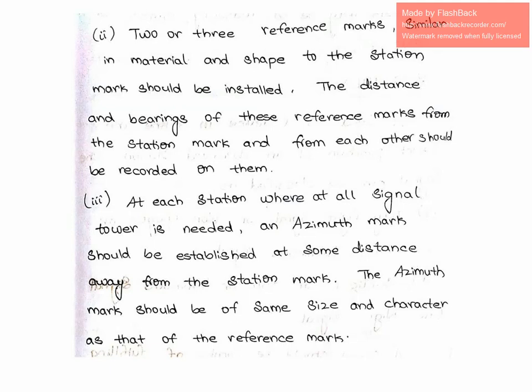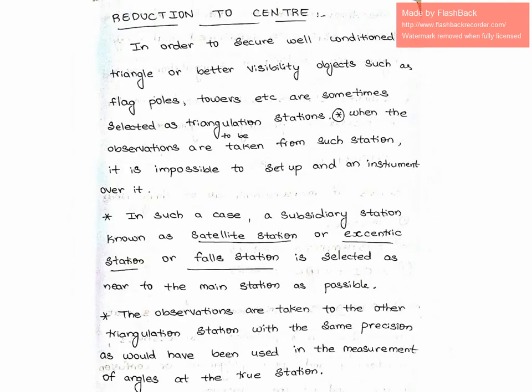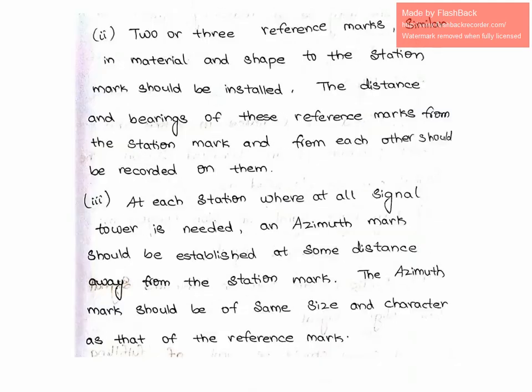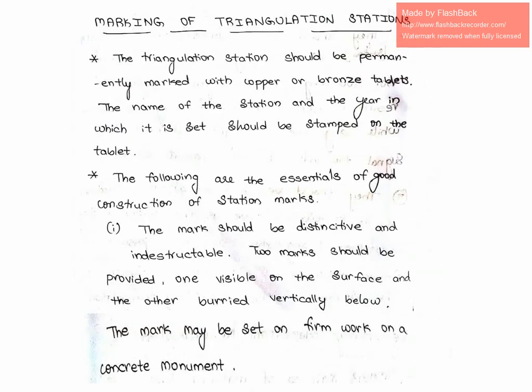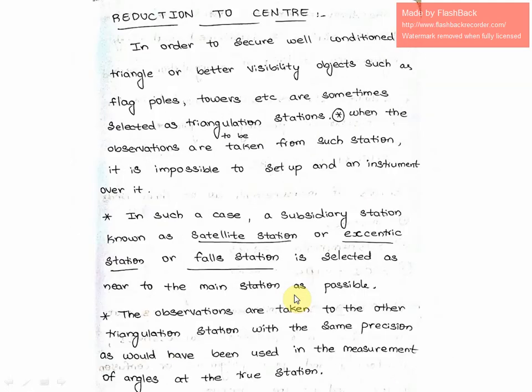Okay, in some cases you just mark the signals and towers as the station points. In those cases you can mark the azimuth mark also. So this is about marking the station. How will you mark the station? It should be visible for a longer time. You should make 2-3 marks on that. You have to write the reference points also, and the proceeding points, on copper or bronze tablets. Okay, this is about marking.